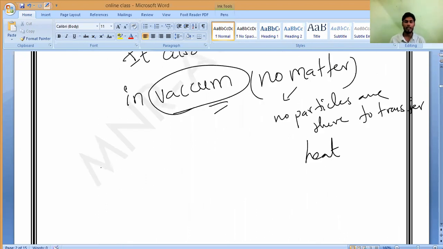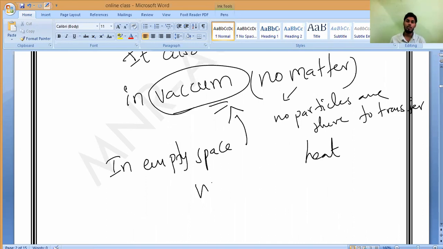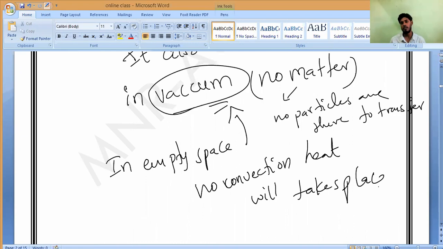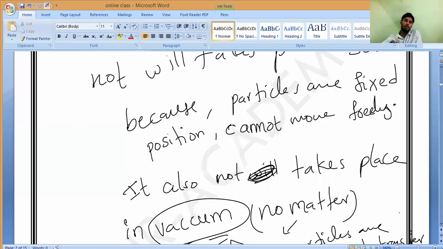So that is why I can say in empty space, or vacuum, no convection will take place. No convection will take place in vacuum. So that is what you should remember.